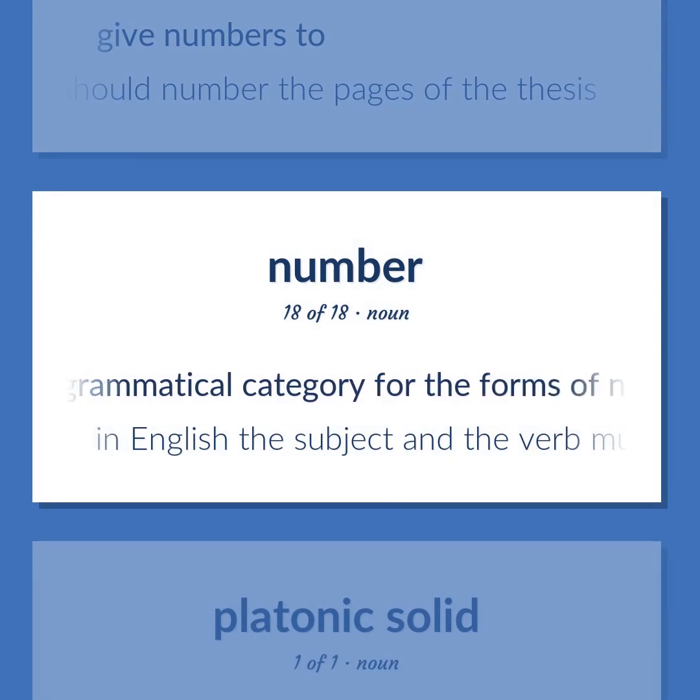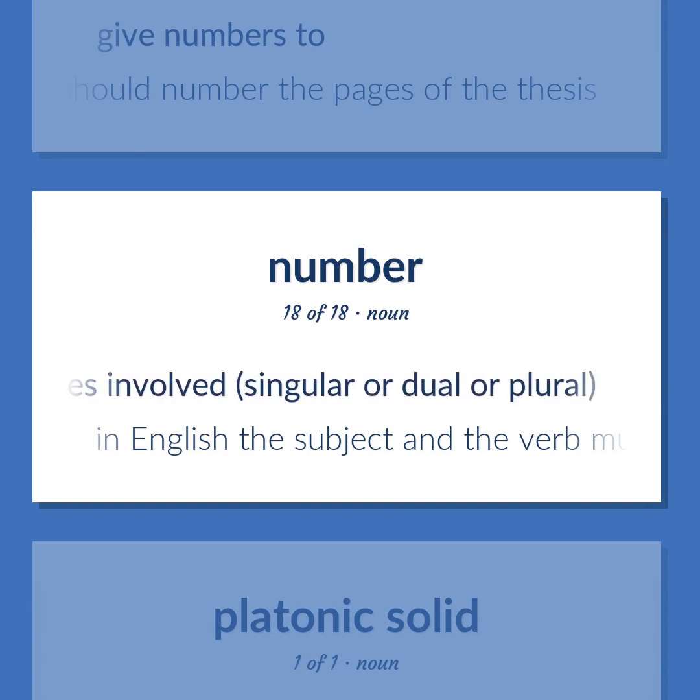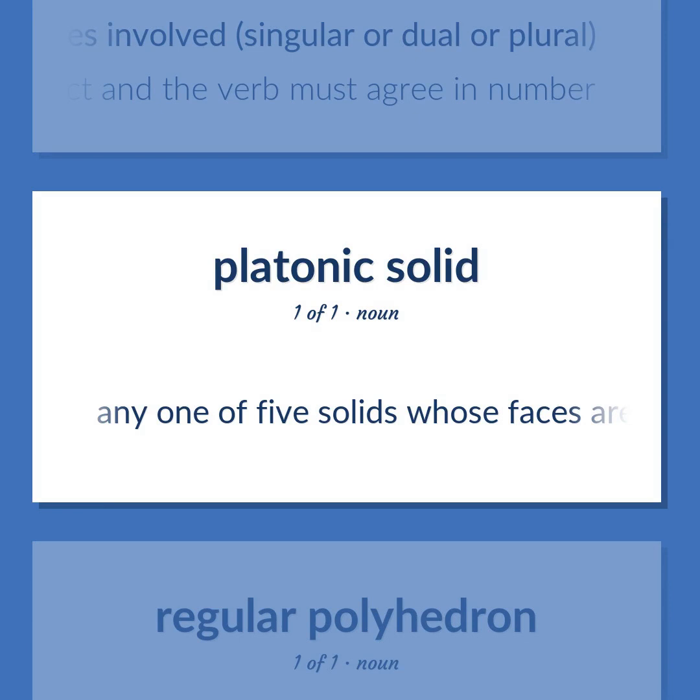The grammatical category for the forms of nouns and pronouns and verbs that are used depending on the number of entities involved, singular or dual or plural. In English, the subject and the verb must agree in number. Any one of 5 solids whose faces are congruent regular polygons and whose polyhedral angles are all congruent.